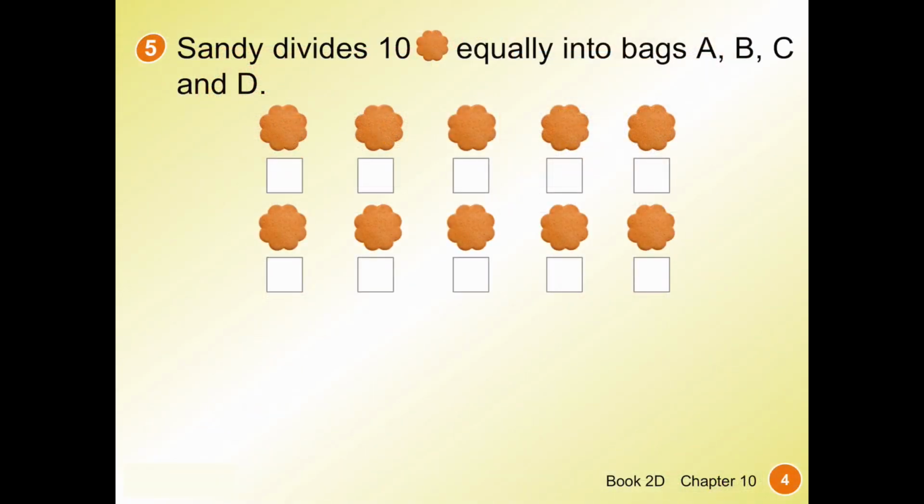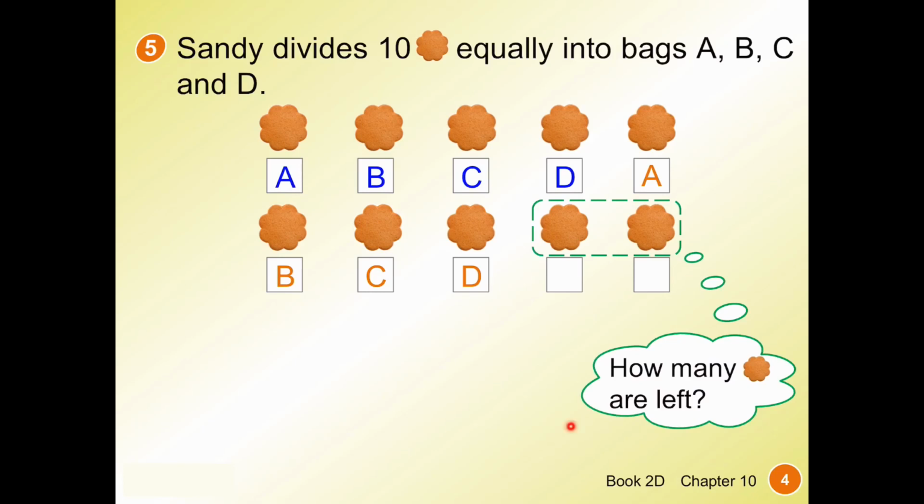Please turn to page 3 of your textbook 2D. Question number 5. Sandy divides 10 biscuits equally into bags A, B, C, and D. So we would fill out the first set of A, B, C, D first. For the first biscuit, second, third, and the fourth one. And then we'll fill up the other set of A, B, C, D for the fifth biscuit, sixth, seventh, and eighth biscuit.